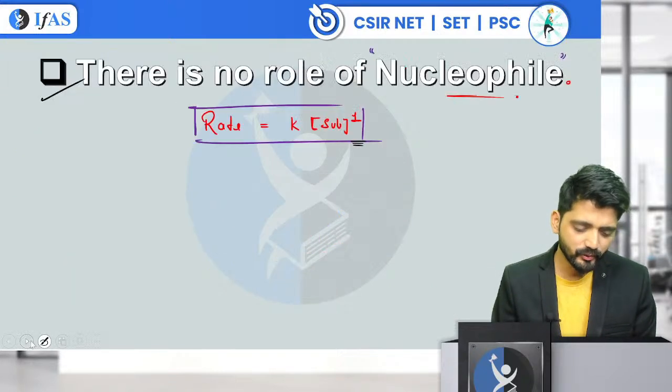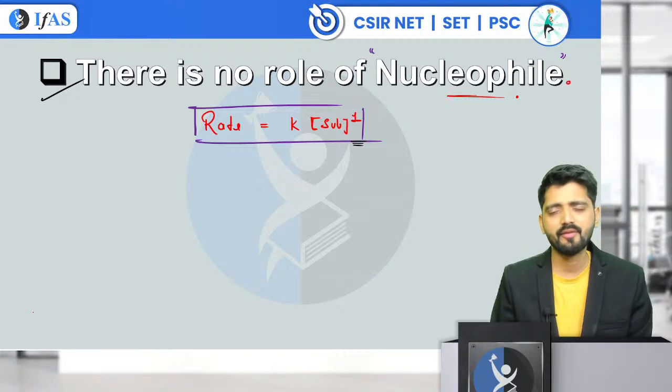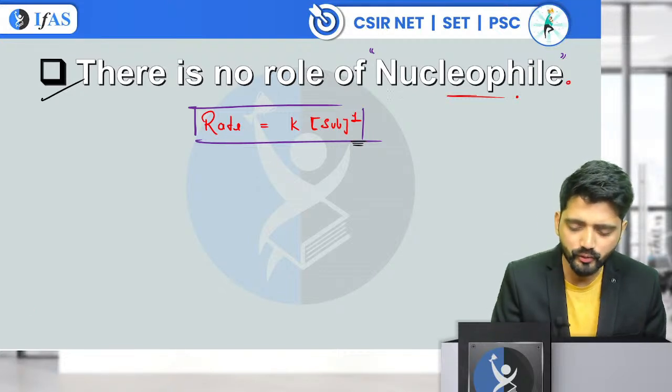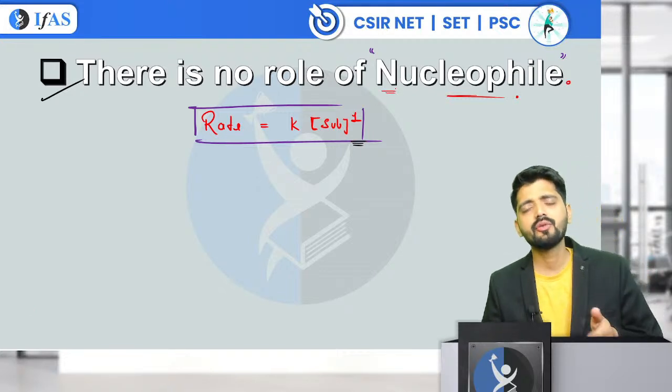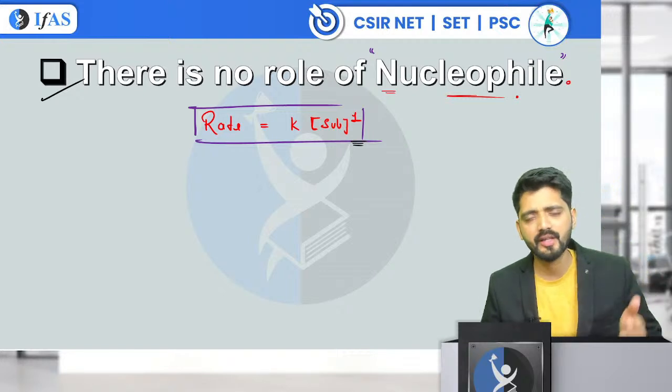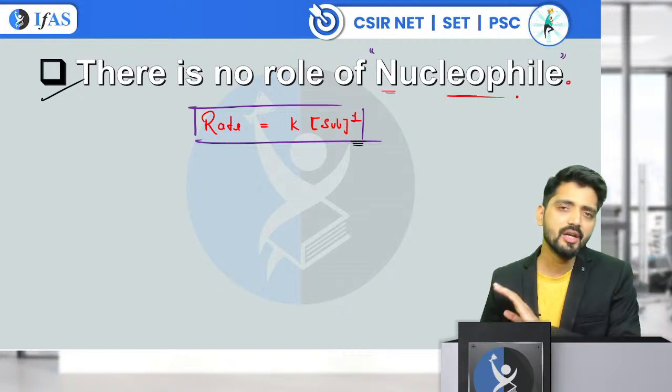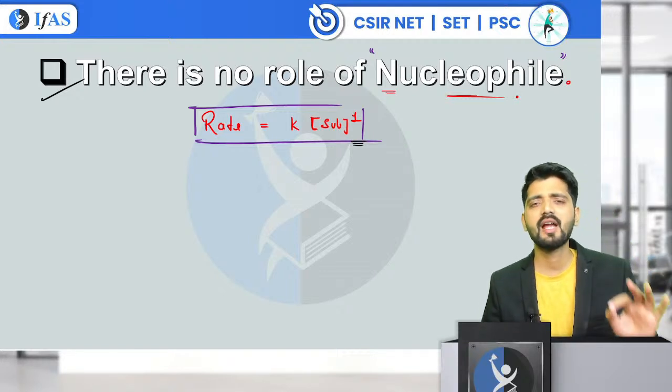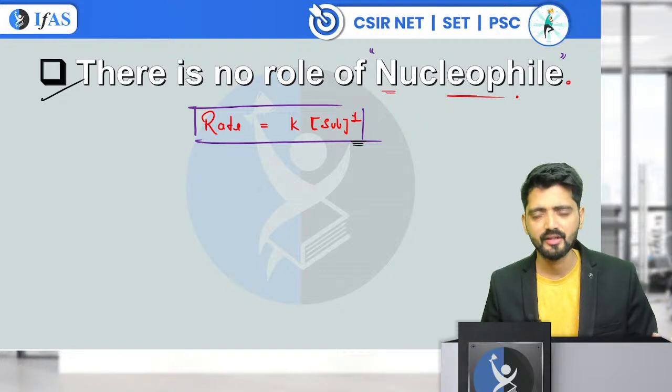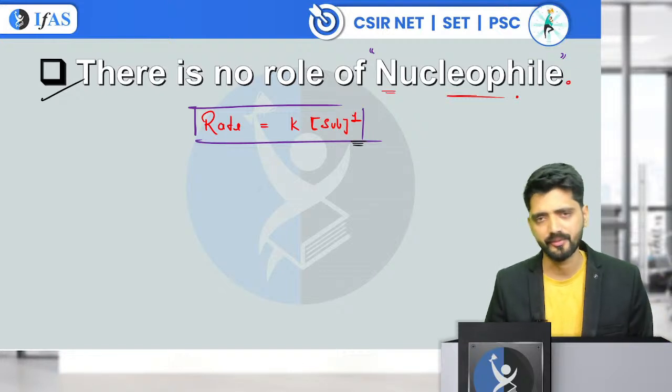Now, we have written a few conclusions with the help of what we have understood: there is no role of a nucleophile in an SN1 reaction. If you increase the concentration of the nucleophile, or increase the strength of the nucleophile, it does not matter; the rate of the reaction is not going to be affected. So, there is no role of a nucleophile in an SN1 reaction.